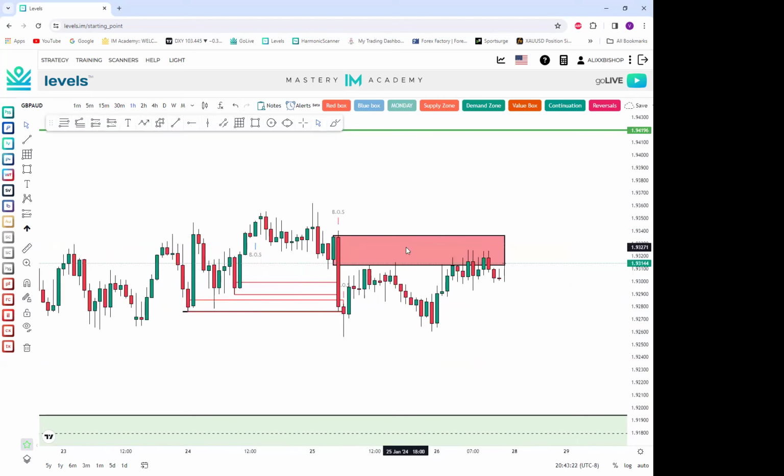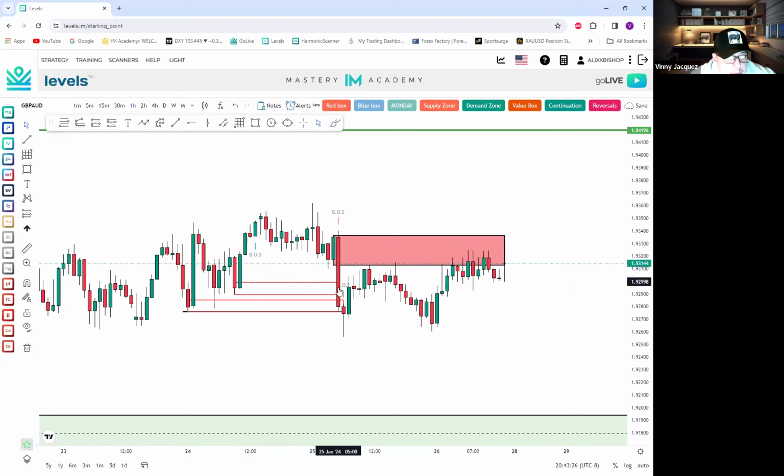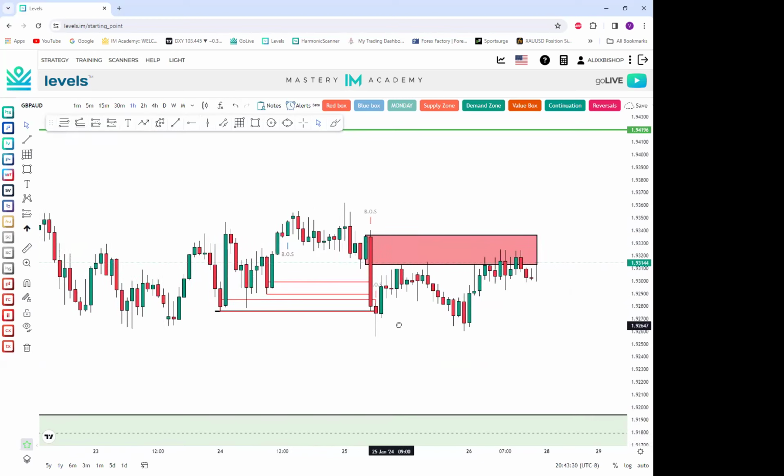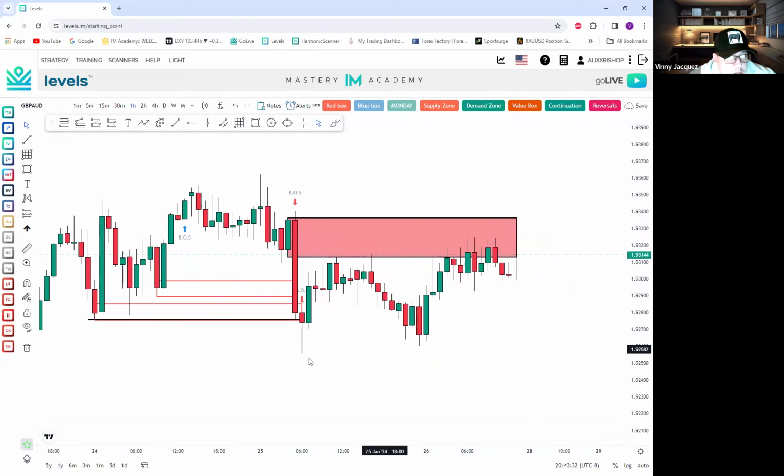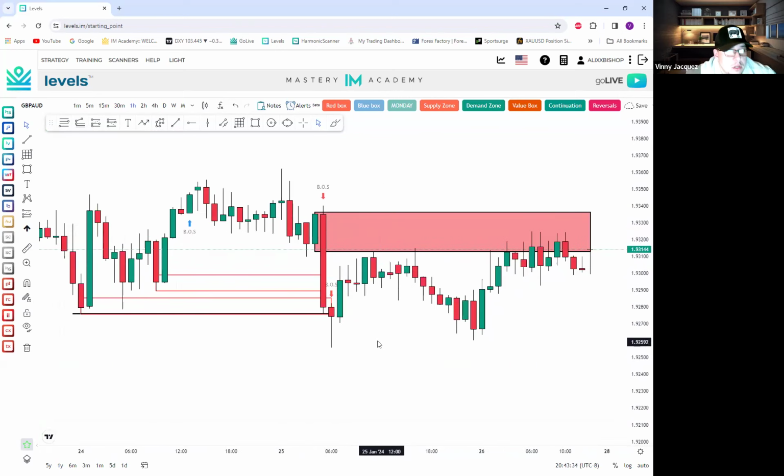So, are you talking about that red candle that broke below? This one here? No, the small one at the bottom. This one? Yeah, that one. Is that the starting point? No. Okay, so the starting point is the candle that starts the rally breakout.